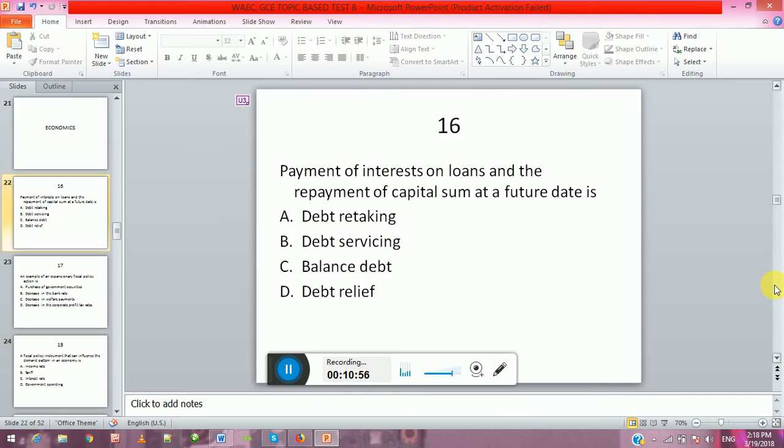Economics. Payment of interest on loans and the repayment of capital sum at a future date is A, debt retaking, B, debt servicing, C, balance debt, D, debt relief.